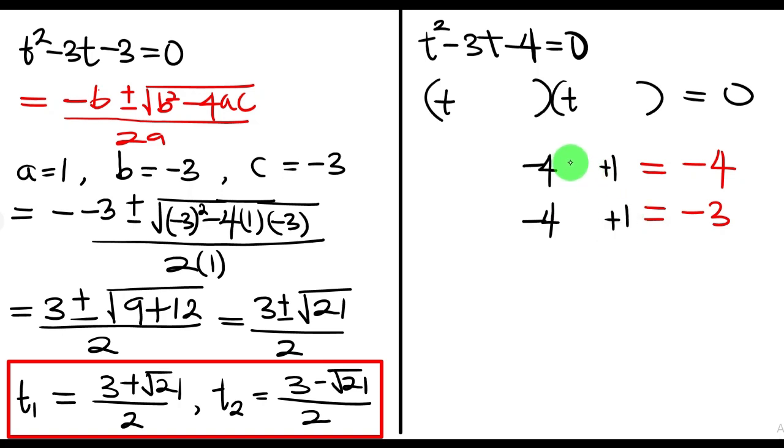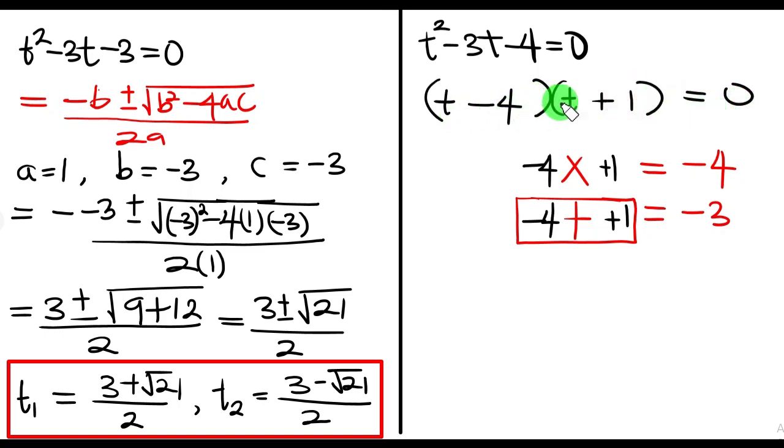If I multiply this, minus 4 multiplied by plus 1, of course it's going to give me minus 4. But what if I add this? Minus 4 plus 1, of course it's going to give me minus 3. So it is clear that this is what I am looking for. Minus 4, then plus 1. Writing that here, I have t minus 4, then t plus 1 equals 0.